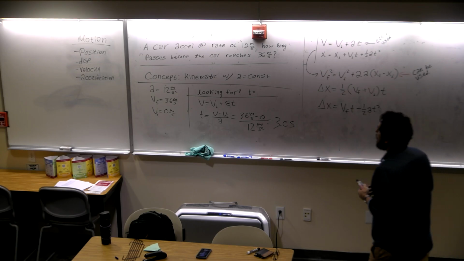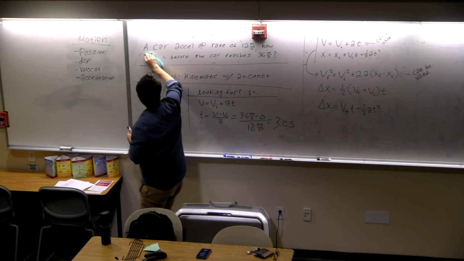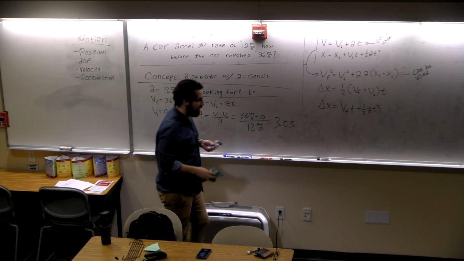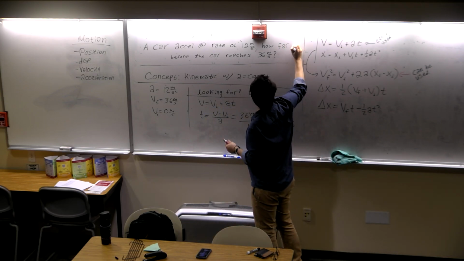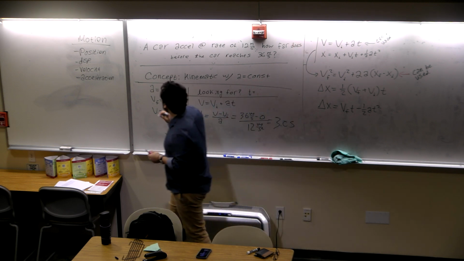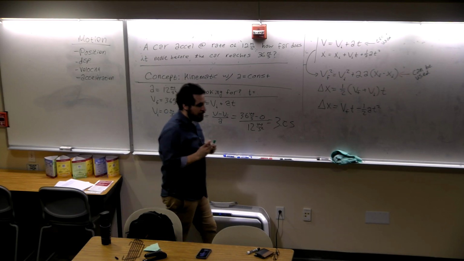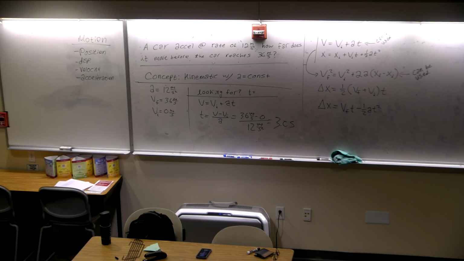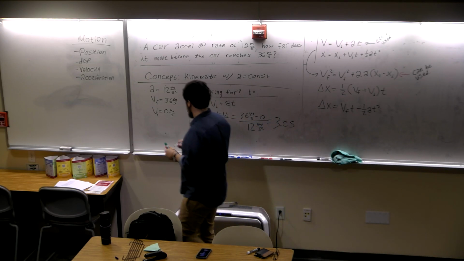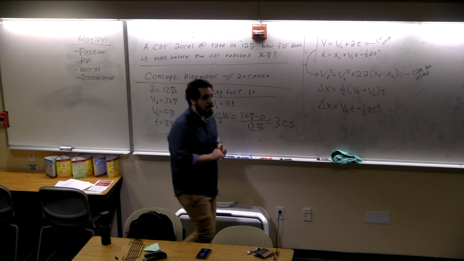We might ask a different question. We might change the question slightly. We might ask, how far does it move before the car reaches 36 meters per second? We change the question slightly. What does this do? This changes what we're looking for. We're now looking for the displacement.